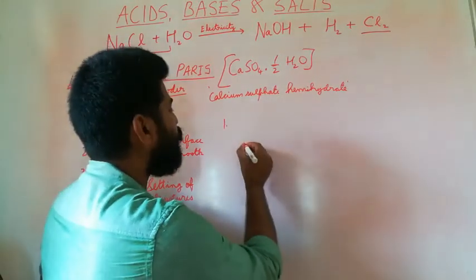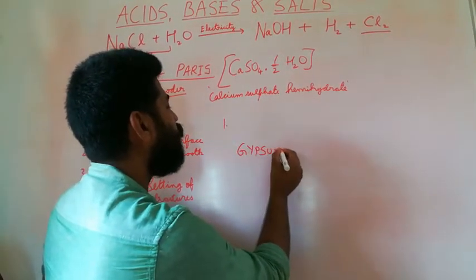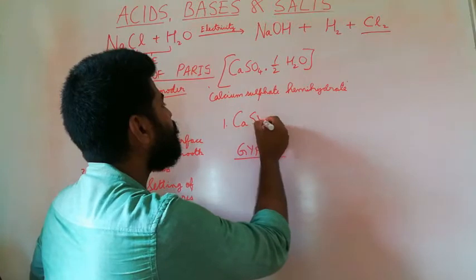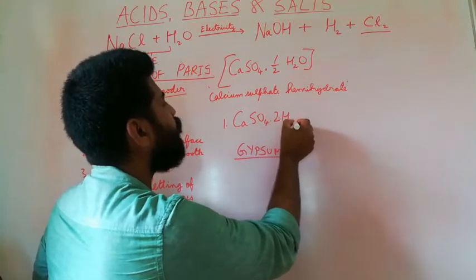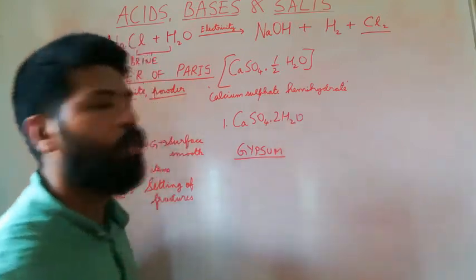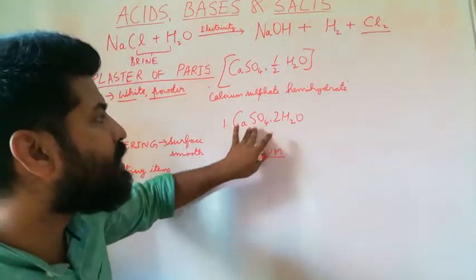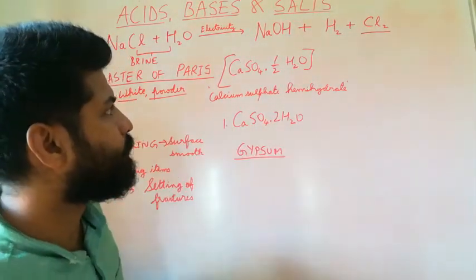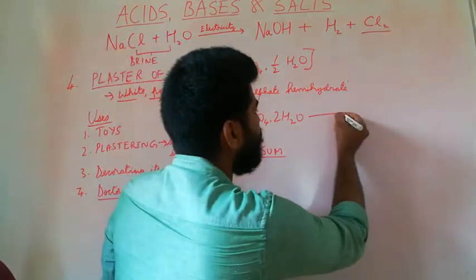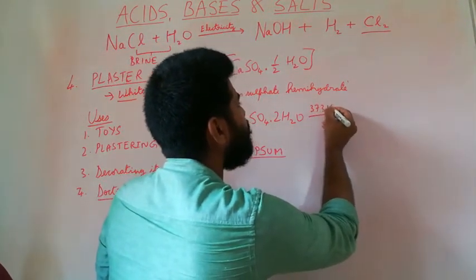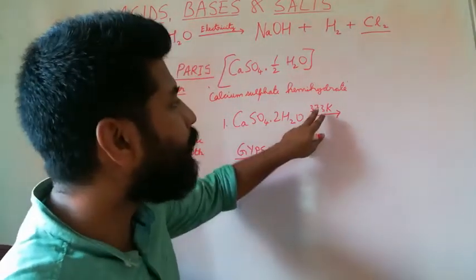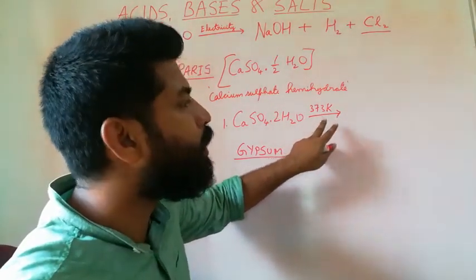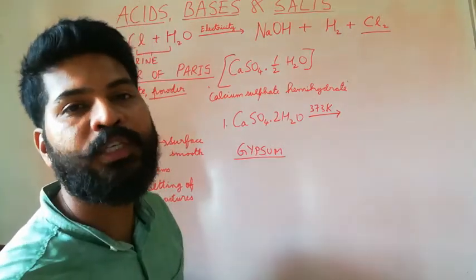Plaster of Paris is produced from a compound called gypsum, which has the formula calcium sulfate dot 2H2O. That is gypsum, calcium sulfate dihydrate. There are two molecules of water. So when this gypsum is heated at 373 Kelvin, this temperature is very crucial. If the temperature is more than 373 Kelvin, what will happen is we will not get plaster of Paris.